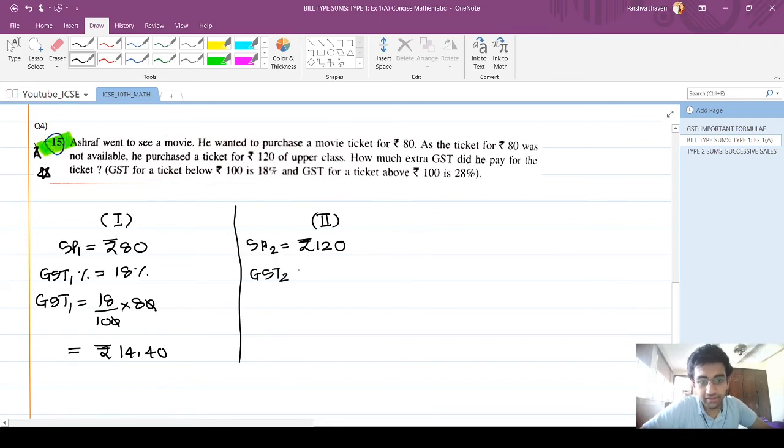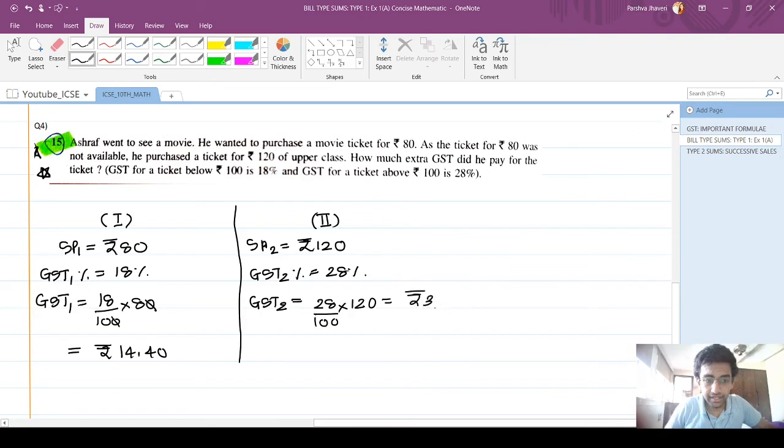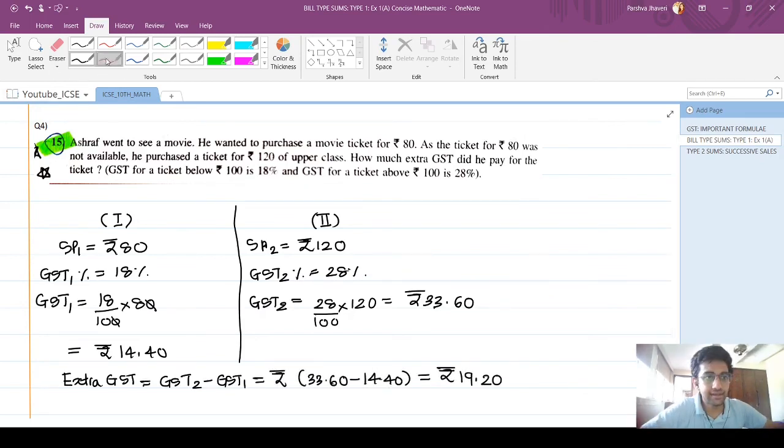And in SP2, what he actually paid was 120 because his cheaper ticket was not available. And the GST levied on this expensive ticket was 28%. So what was the amount of GST he paid? In case 2 it is again rate of tax into SP. And this turns out to be 33.60. Now they're asking us how much extra GST did he pay. So extra GST, as many of you might have guessed correctly, is nothing but GST2 minus GST1, which is nothing but rupees, the extra GST that he paid.